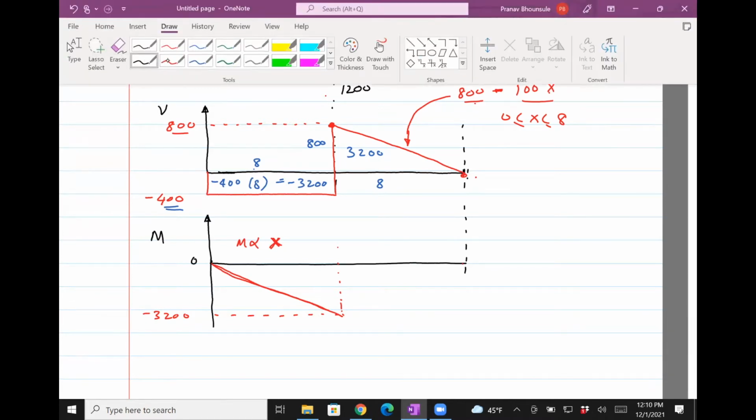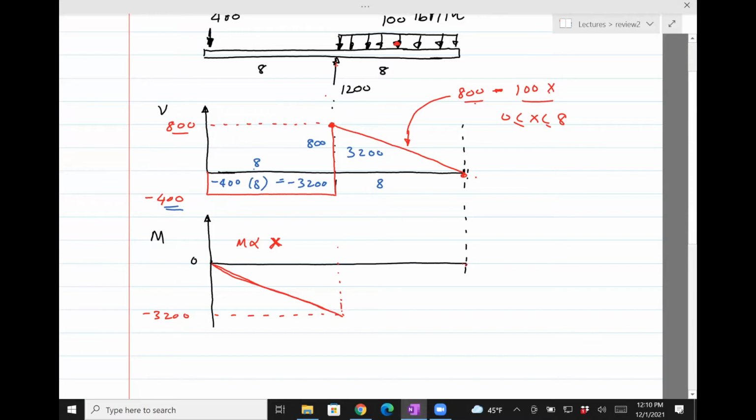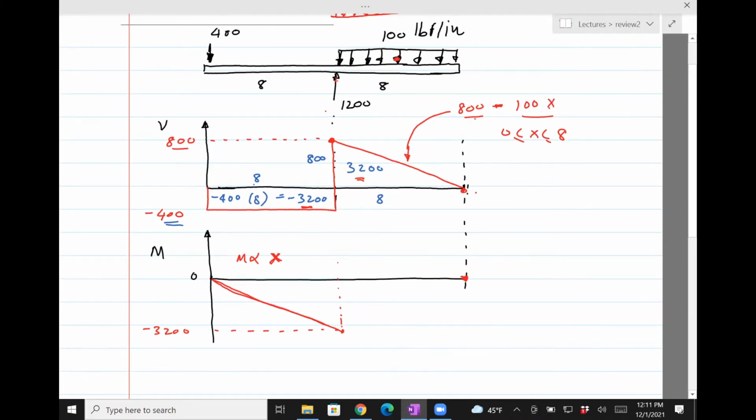Now from left to right, it's clearly going to be 0 here. It's 3,200 there because, well, it's 0 there because 3,200 plus 3,200 ends up being 0. The question is, how do you connect the 2 points? In this case, because it's a distributed load, the moment comes out to be proportional to x square.